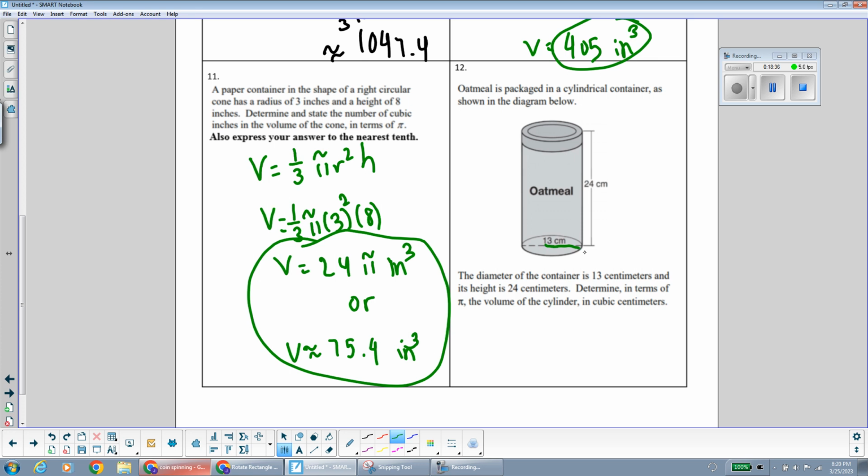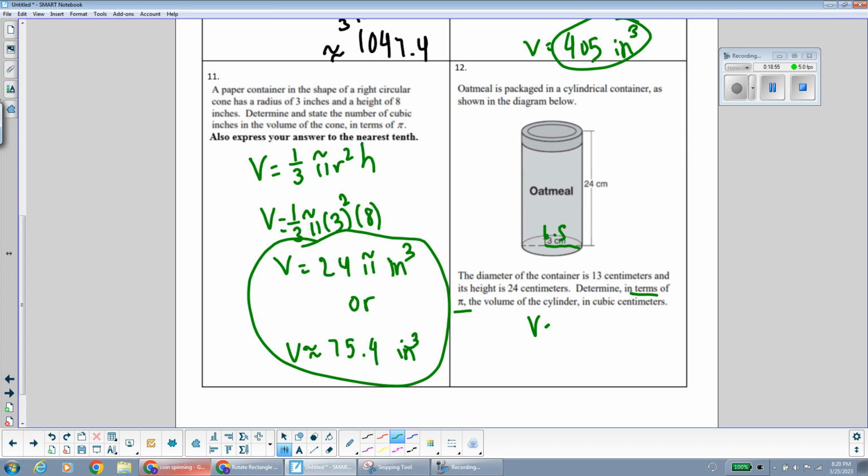So we'll probably need the radius. Let me just divide that by 2 so I get that done. That is 6.5 centimeters, and height is 24 centimeters. Determine in terms of pi the volume of the cylinder. So that's in terms of pi.